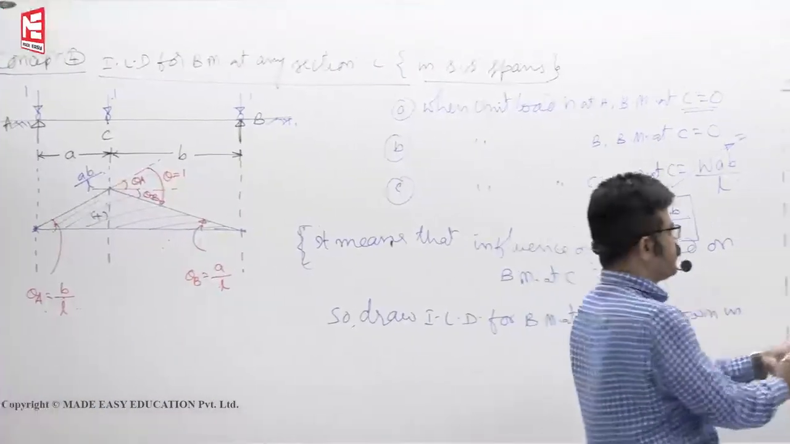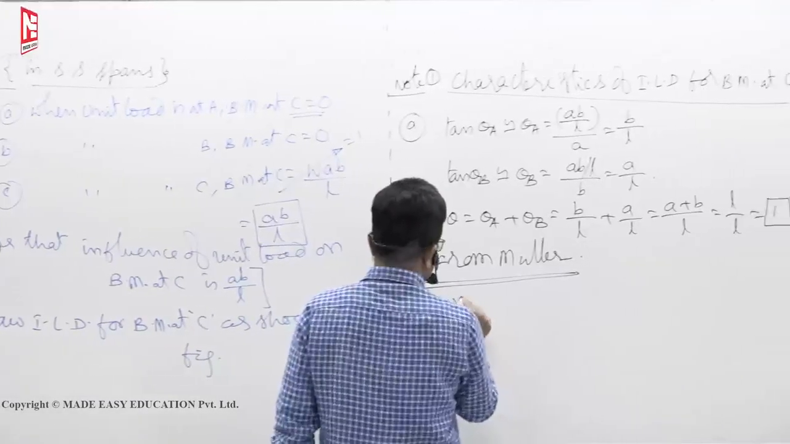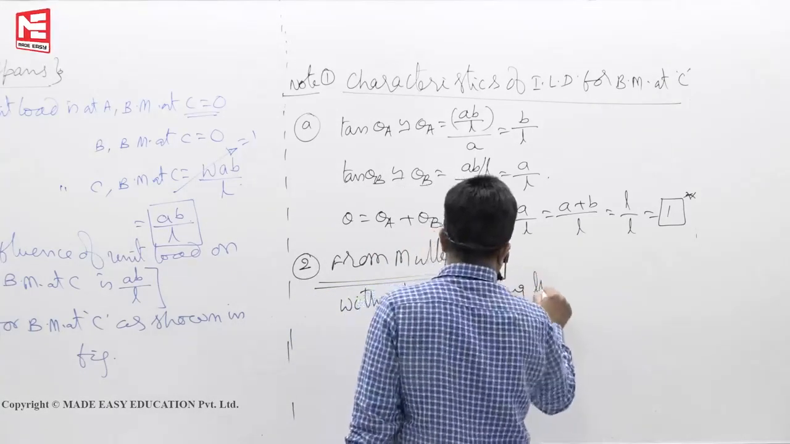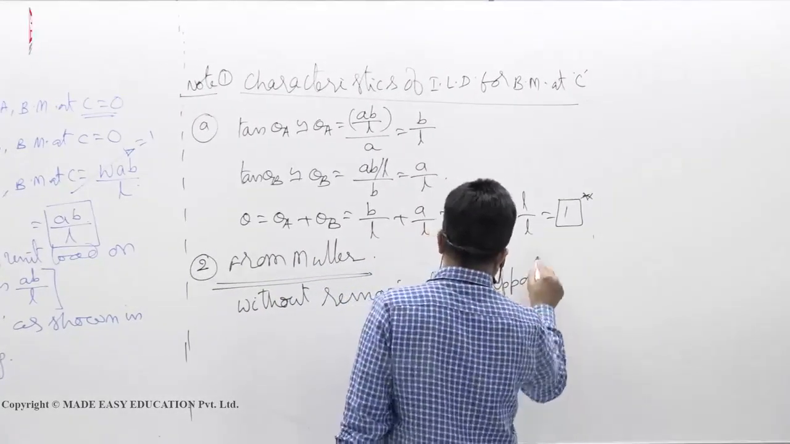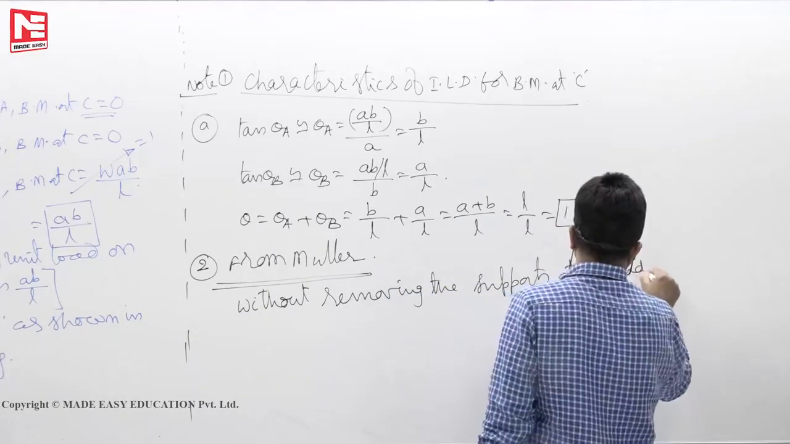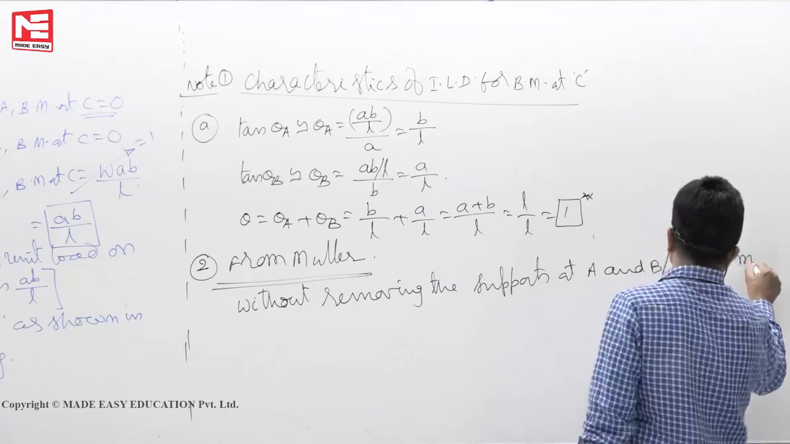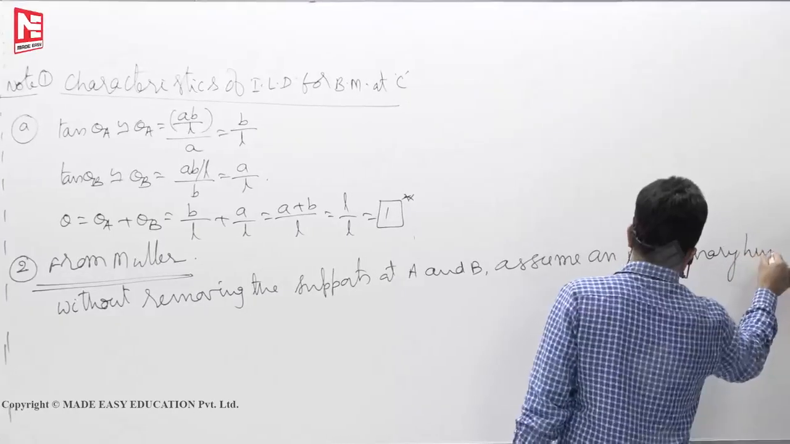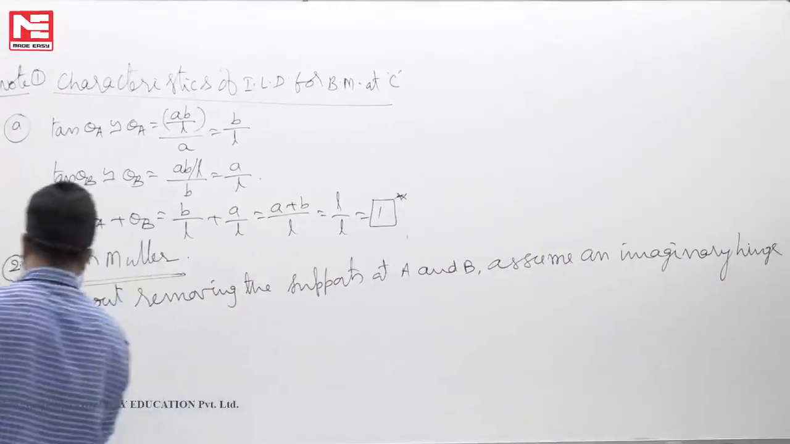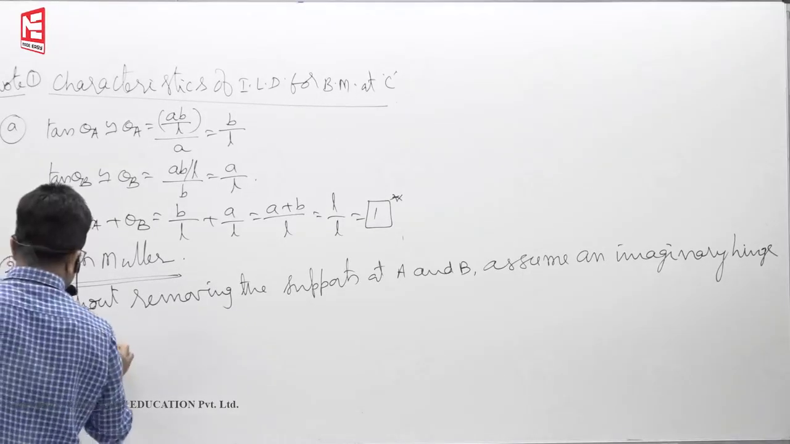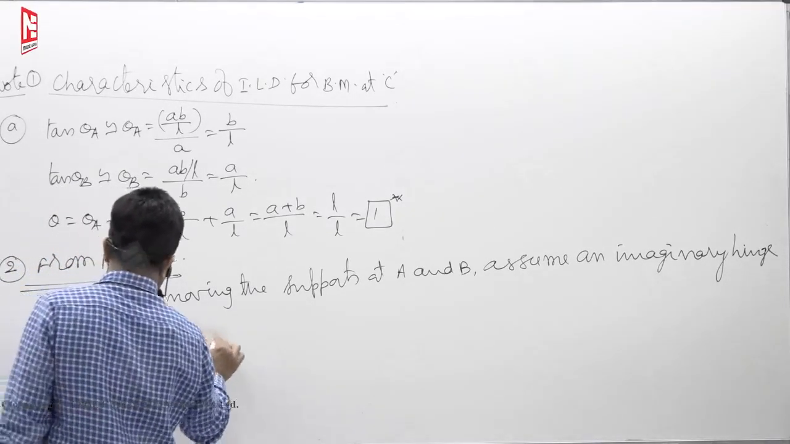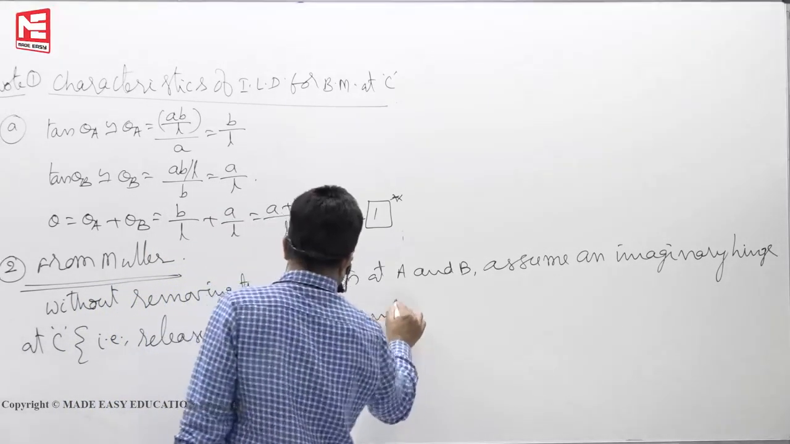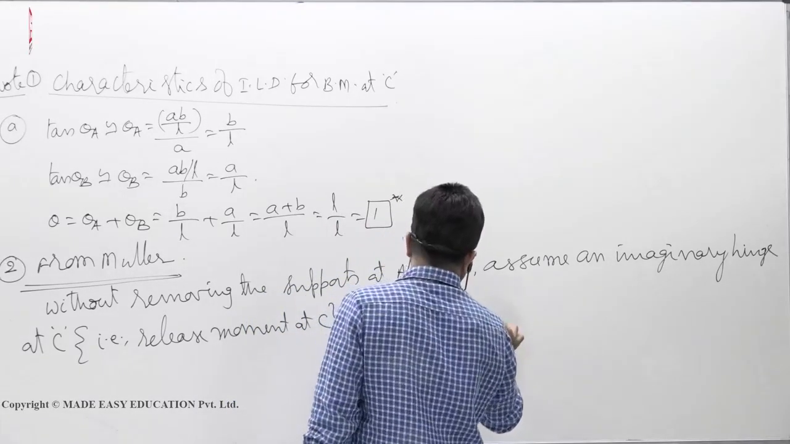So this is what happens from Muller. What we have to do is, without removing the supports at A and B, assume an imaginary hinge at C, within brackets, that is release moment at C, and apply unit rotation.